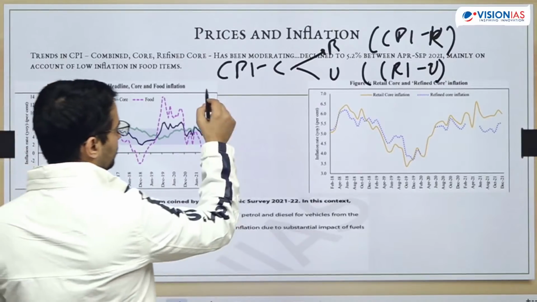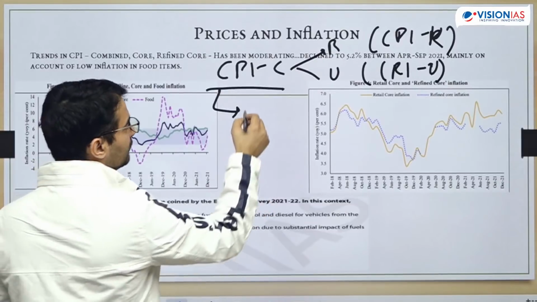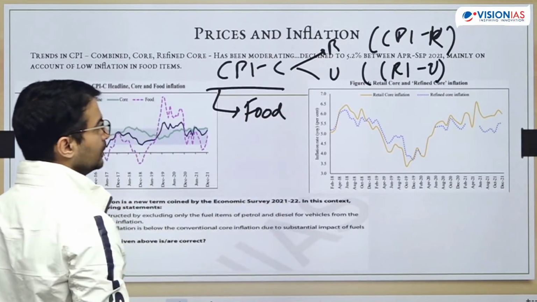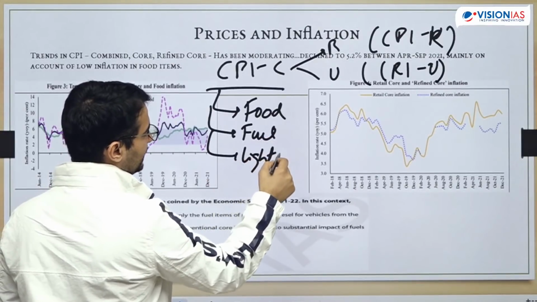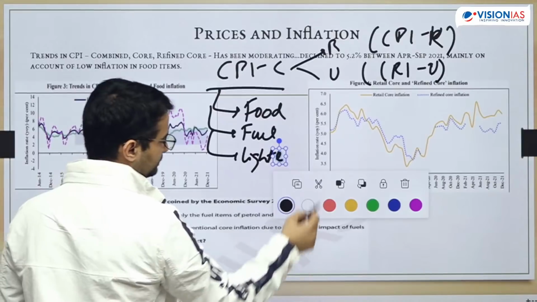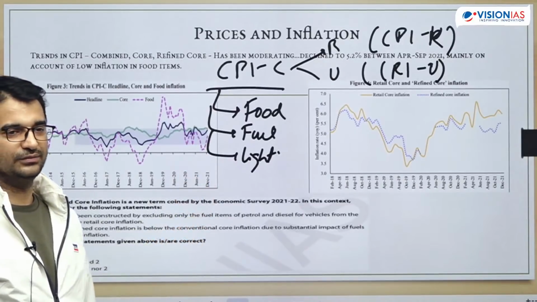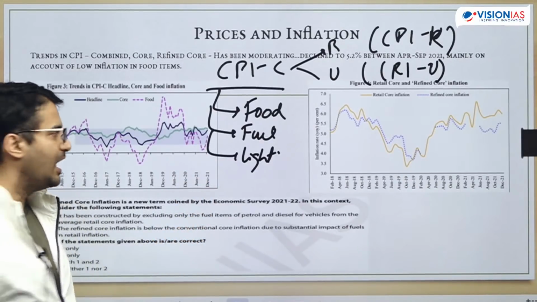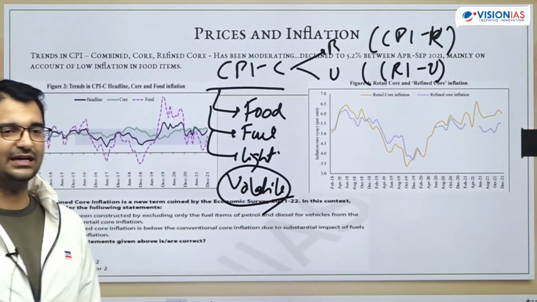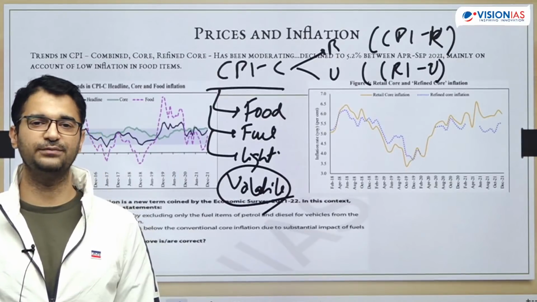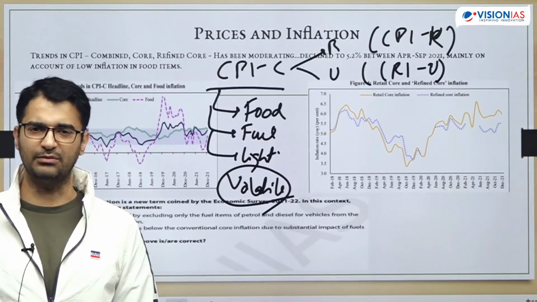Within CPI, we have got various baskets, various items. Food is one of those items. Fuel is one of those items. Lighting is one of those items: light, fuel and light. There are multiple parts of CPI inflation. Some of these parts are volatile and some are not volatile. कुछ parts CPI के volatile होते हैं, as in prices of some aspects of CPI increase or decrease in a volatile fashion. Other aspects are less volatile, as in more stable.